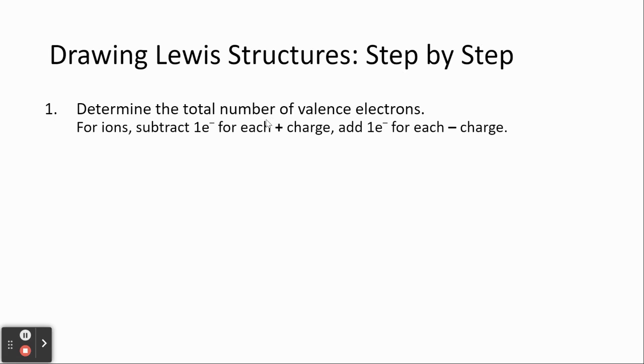For the main group elements on the periodic table, that would be the alkali metals, the alkaline earth metals, the elements that are in the nitrogen group or the oxygen group or the halogens or the noble gases, the group number designates the number of valence electrons. So the alkali metals all have 1 valence electron. The alkaline earth metals all have 2 valence electrons.